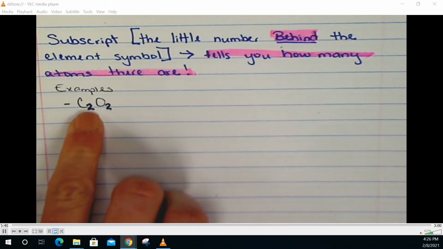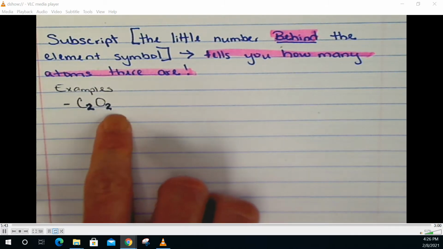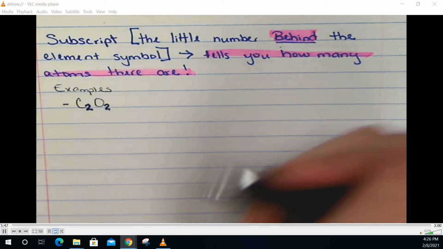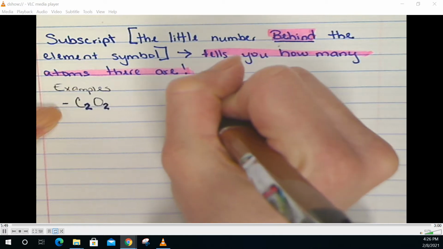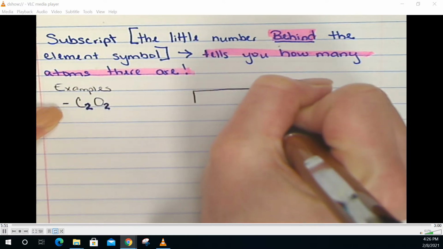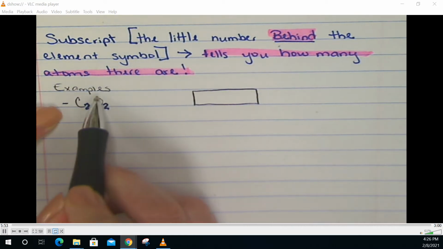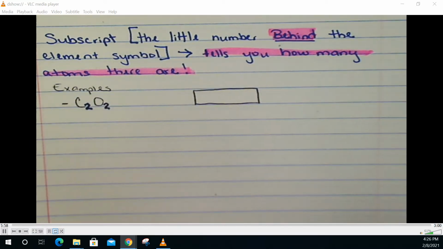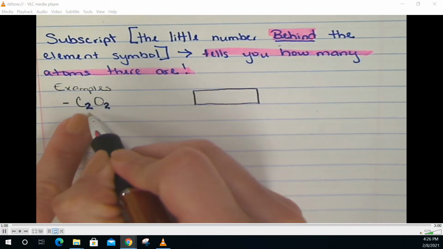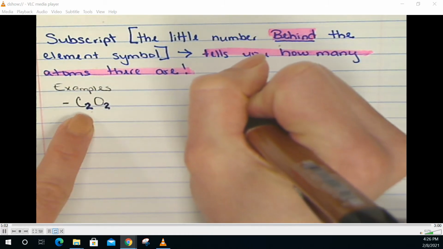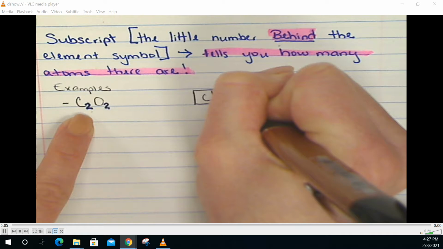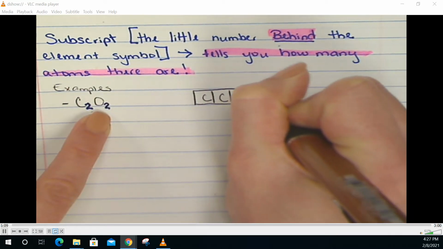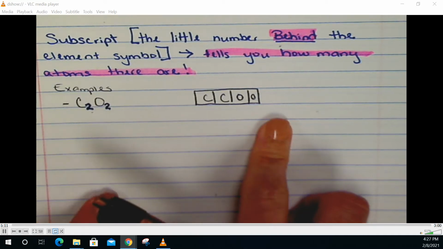What that tells us is that there's 2 carbon atoms and that there's 2 oxygen atoms. So for example, if I were to block this out, let's put it all together because it's all grouped up together. Since your elements or your symbols aren't separated, you know that it's all together. Right here, it tells me that I have 2 carbon atoms, and I have 2 oxygen atoms. So in total, I have 4 atoms.